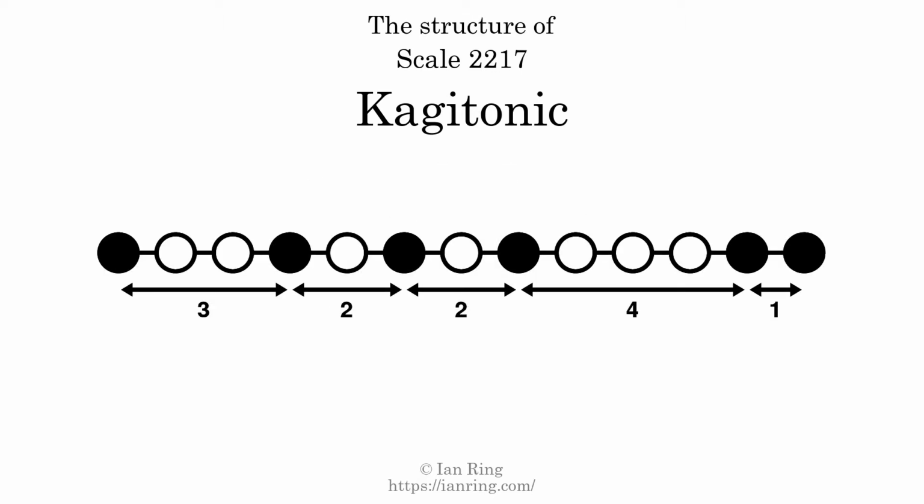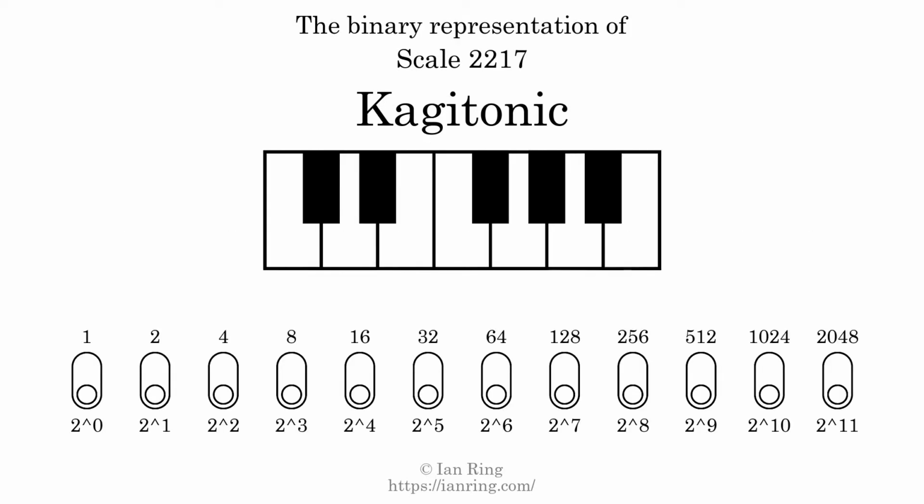The structure of a scale is a description of the interval distance between each successive tone. This scale has a structure of 3, 2, 2, 4, 1. The binary representation of this scale is determined by mapping tones of the scale to binary digits. Each binary digit represents a power of 2. To get the scale number, we add the powers of 2 together.